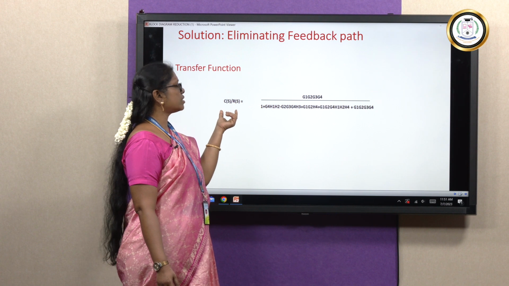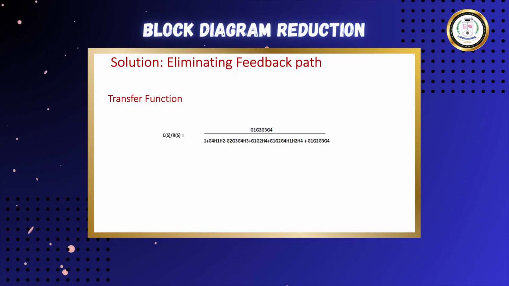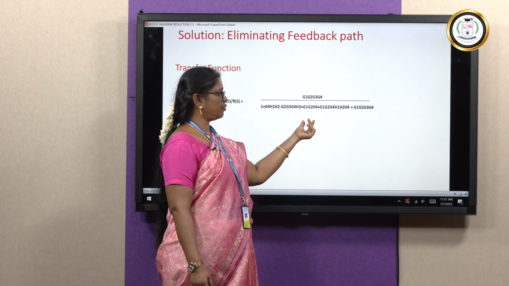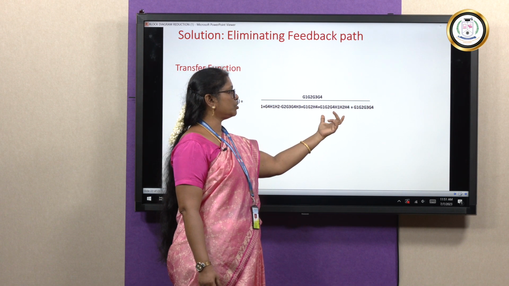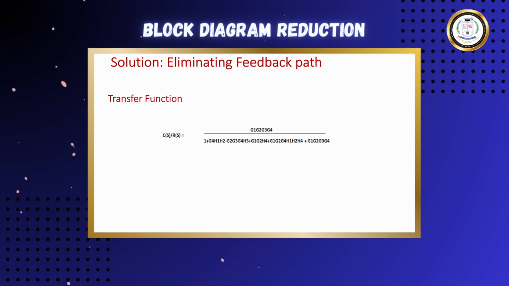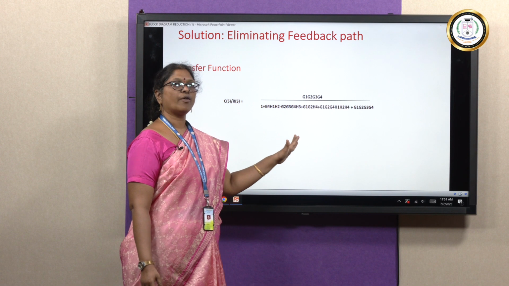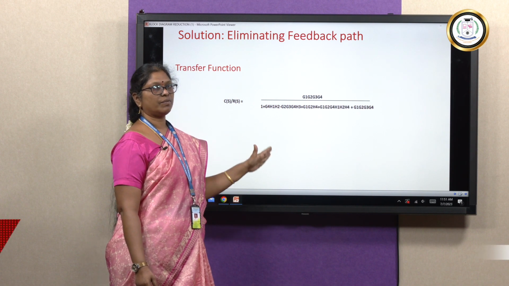So C of S by R of S is equal to G1, G2, G3, G4 divided by 1 plus G4 H1 H2 minus G2 G3 G4 H3 plus G1 G2 H4 plus G1 G2 G4 H1 H2 H4 plus G1 G2 G3 G4. So this is the final transfer function of the block diagram we have seen.